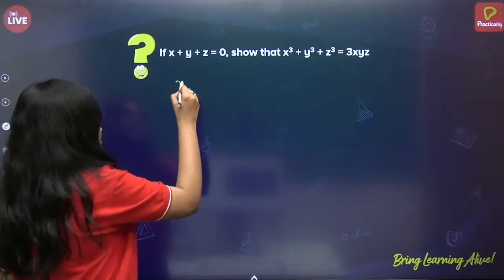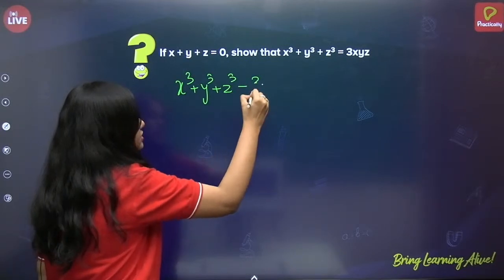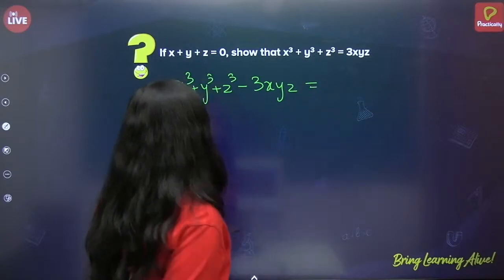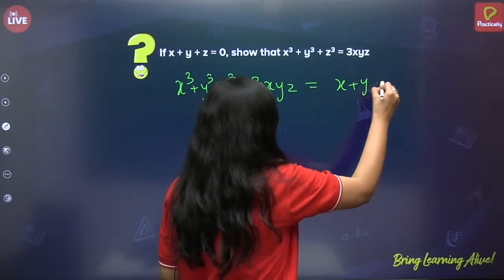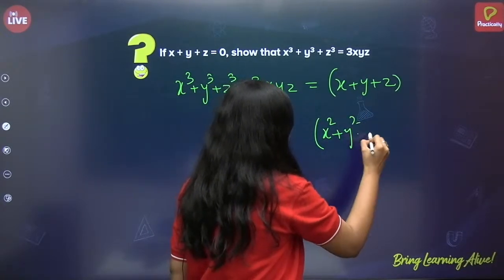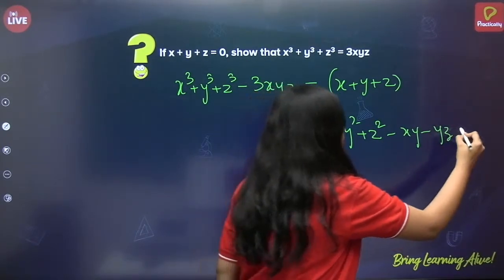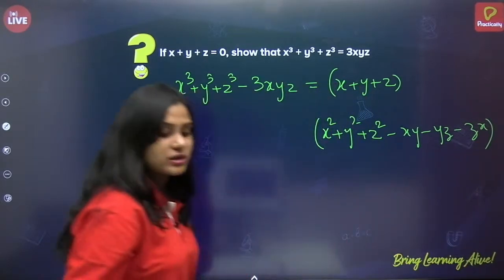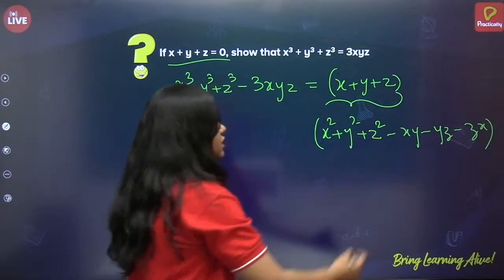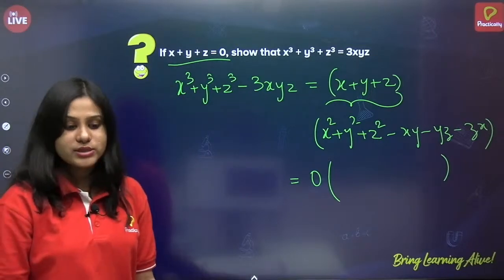So, we know that x cube plus y cube plus z cube minus 3xyz equals x plus y plus z into x square plus y square plus z square minus xy minus yz minus zx. Correct? Now what is given? x plus y plus z equals 0. Just substitute this 0 into all this. I am not writing the rest. Why? Because 0 into something is always 0.